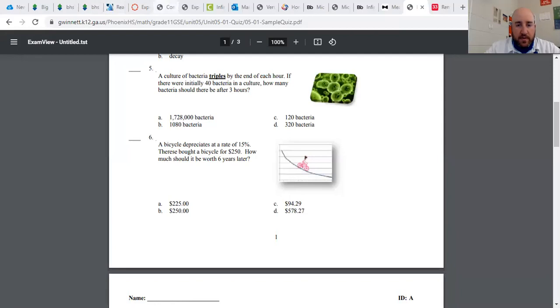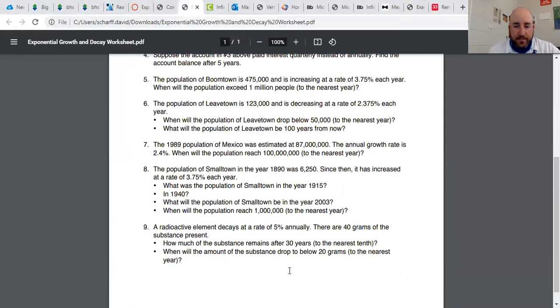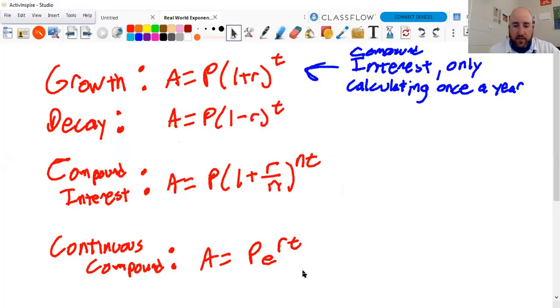Okay, so this is what I'm going to do. We'll start with this real quick. Again, these are your four formulas: your regular growth formula, your regular decay formula, the compound interest formula that adds the n for the number of compounding periods, and your continuous compounding formula.